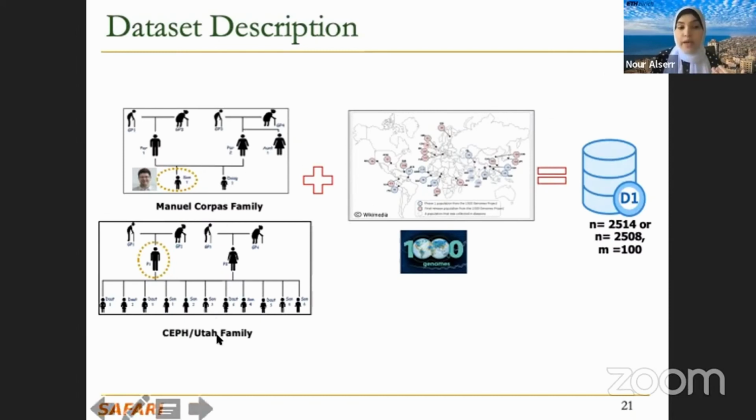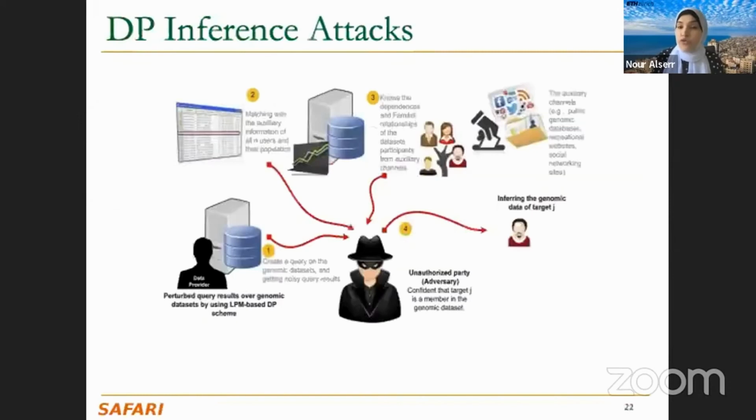We have another family, which is the Utah family. We have the data for the parents, the grandparents, and 11 siblings. Okay, so we are using these data sets for our attacks and also for our mitigation.